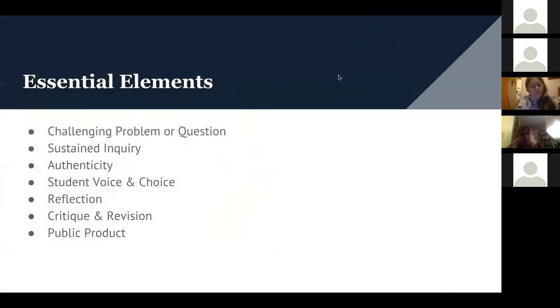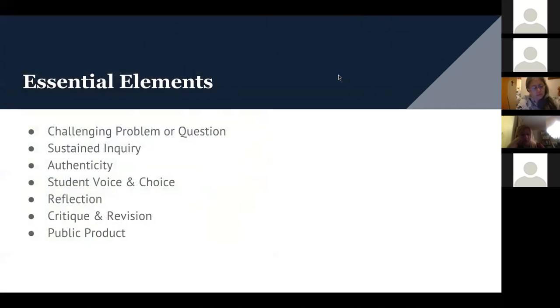There's an opportunity for critique from classmates. And you have to really teach kids how to critique effectively. It's not something that you can do without some guidance from a teacher. And students have an opportunity to revise their project. And then there's usually a public product in the end.